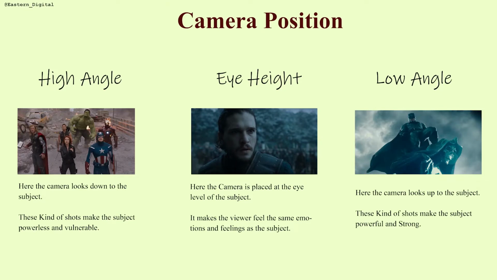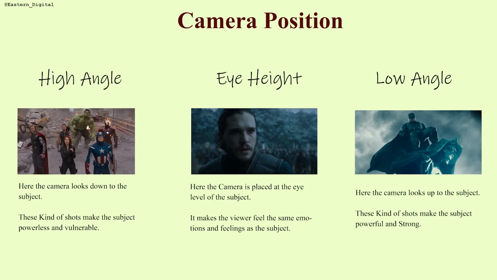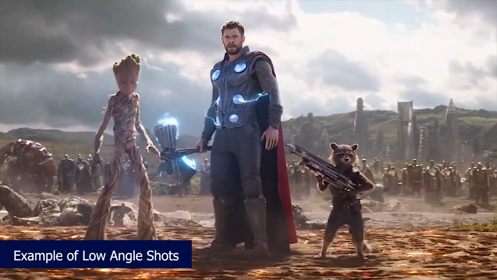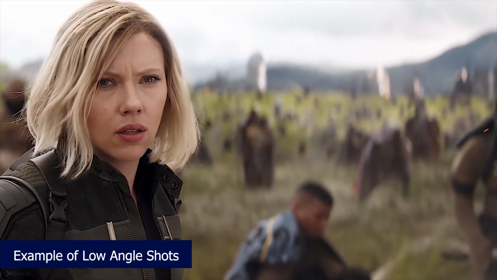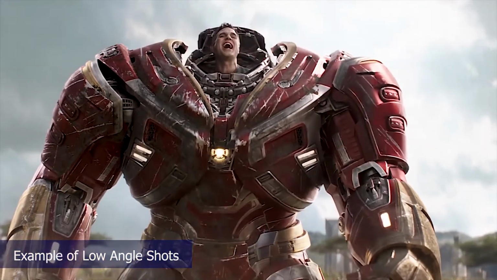Now the final one is a low angle shot. Here in these kinds of shots, the camera looks up to the subject. These kinds of shots make the subject more powerful and strong. Mostly this is used to show a hero's entry or a villain's entry into a shot.